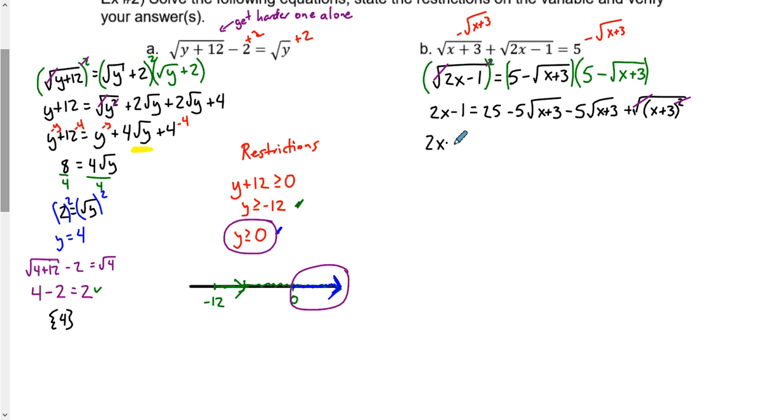So combining all the things that we can, we have a 25, negative 5 and negative 5 root of x plus 3 would be a negative 10 root x plus 3, plus an x plus 3.